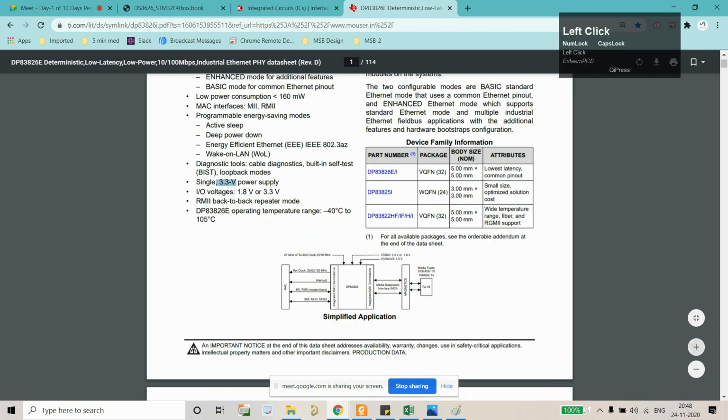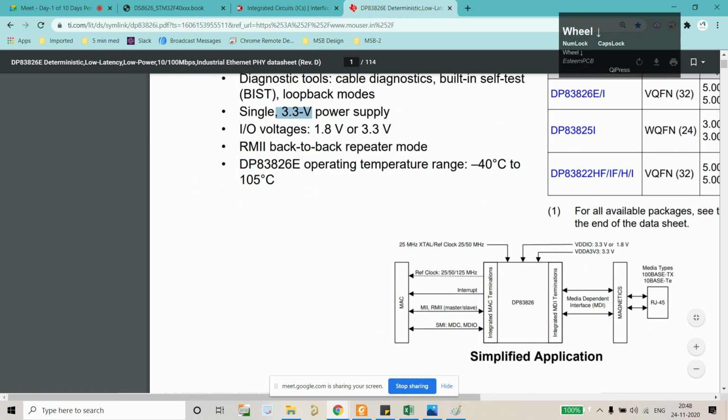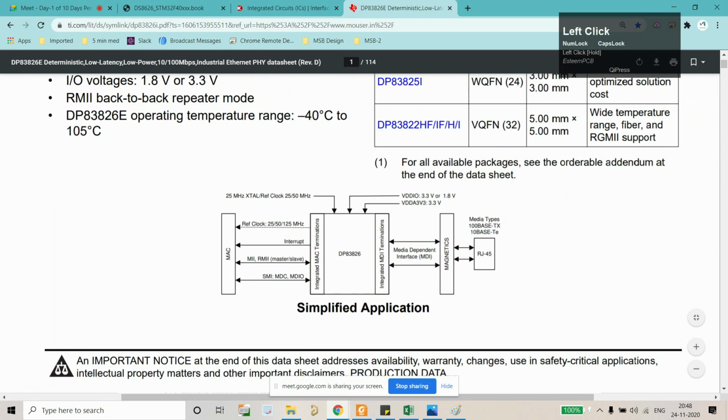So if we discuss here, we'll just zoom in. You can see how it is connected to our controller, right? So again, it should be connected to an RJ45 connector, right? And here we have our controller, which is connected through either MII or RMII to our Ethernet PHY, right?